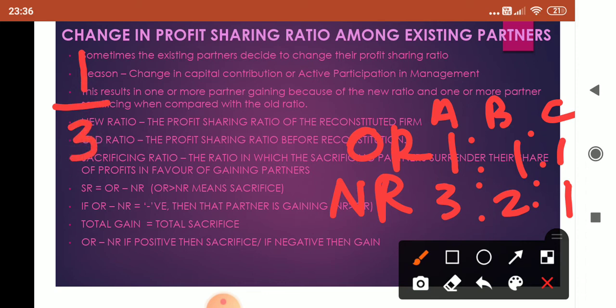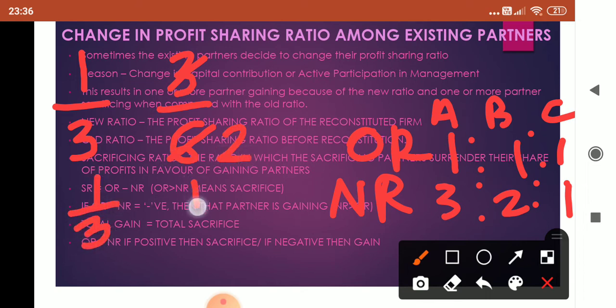What is A's new share? 3/6. If you want, you can reduce 3/6, which I would prefer to do. 3 2s are 6. So, old ratio is 1/3 and new ratio is 1/2. Now, some of you who are very good in fractions can make out that half is more than 1/3. If you get half of a cake, you get more. If you get 1/3 of a cake, you get less. So obviously A is gaining.